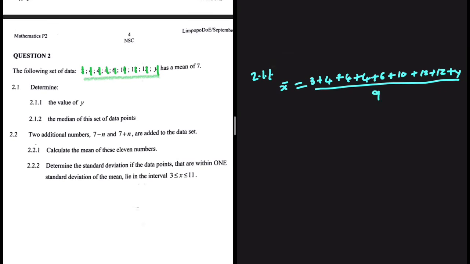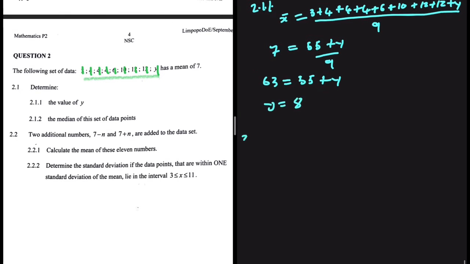But we know the mean. The mean is 7. So we have 7 being equal to... Now we need to add all those constants, 3 plus 4 plus 4 up until the last term. If we do that, we're going to get 55 plus y, divided by 9. We can go ahead and cross multiply. 7 multiplied by 9, that is 63. So we have 63 being equal to 55 plus y. It will be easy to see now that y is equal to 8.